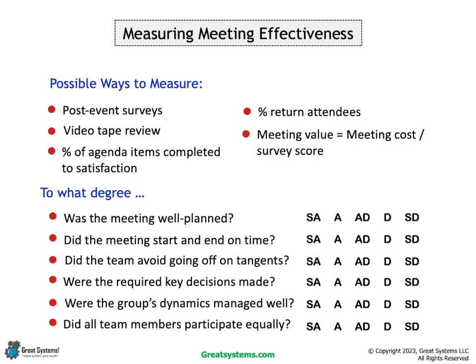If we want to improve meeting effectiveness and reduce meeting waste, some form of measurement has to occur. Again, what gets measured gets done. Without measurement, people underestimate the magnitude of the problem.